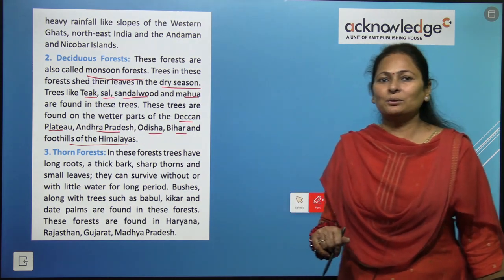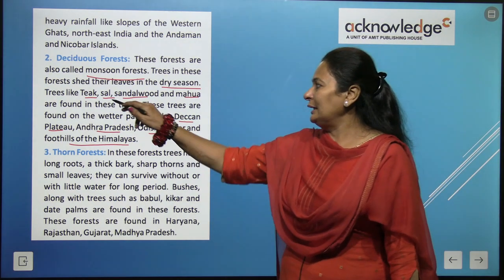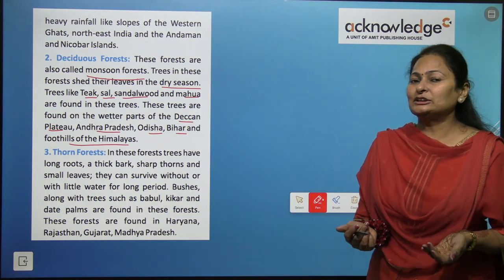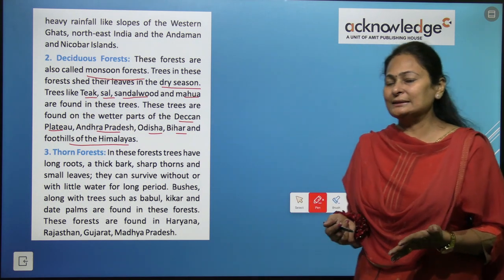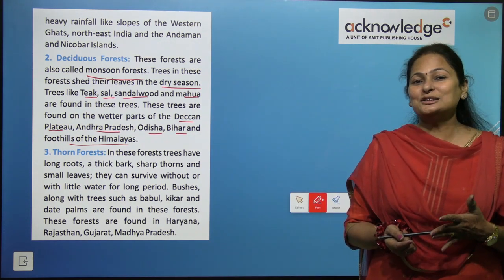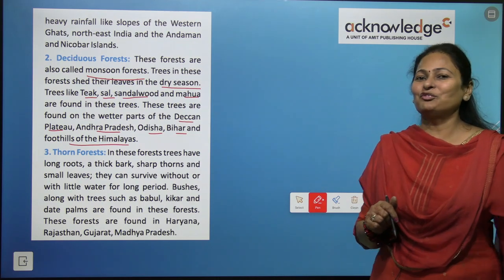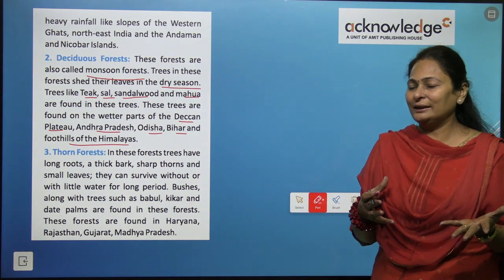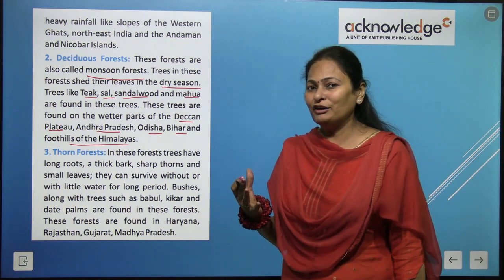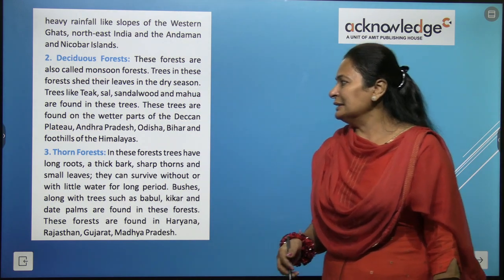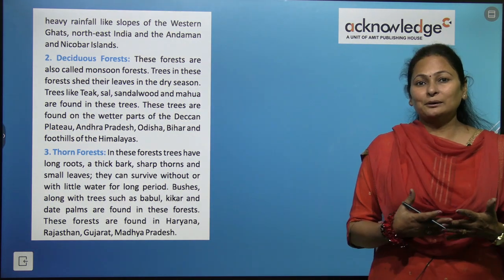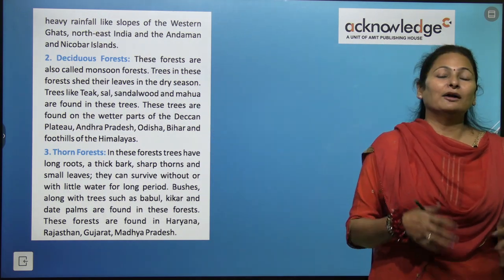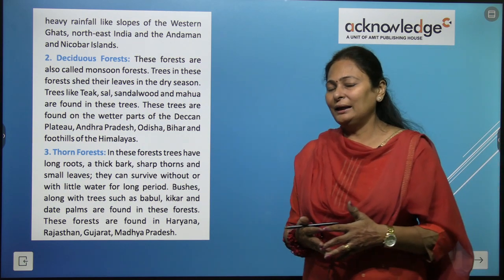And what kind of trees grow there? Teak, sal, sandalwood and mahua, and they shed their leaves in the dry season, right? And these forests are also called monsoon forests, and you'll find these forests in the Shivalik ranges, or the foothills of the Himalayas, right? So these trees are found in the Deccan Plateau, Andhra Pradesh, Odisha, Bihar and foothills of the Himalayas, right?